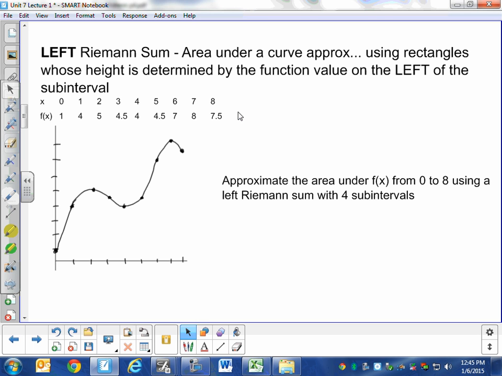If you have different colored pencils, it'd be a good day to use different colored pencils or pens or whatever. Or you could just copy it down quickly 4 times just to see the difference between the different types of geometric figures that we're going to place to approximate this area.